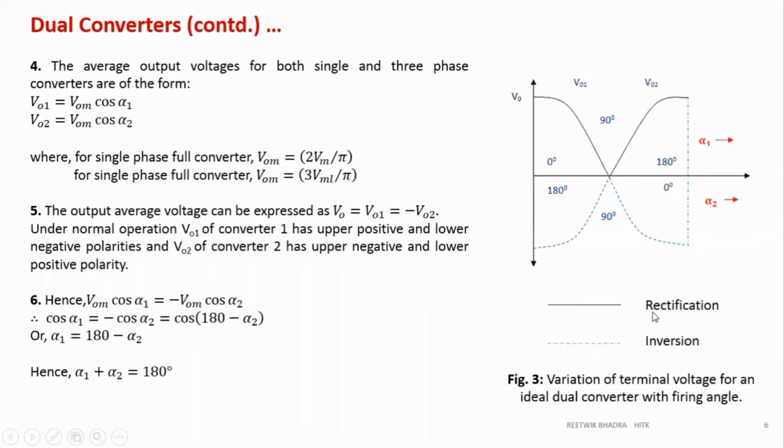So that's why I have written rectification. See, up to 90 degrees, what is happening? V01 is having a positive value, V02 is having a negative value. So I can say converter 1 is acting as a rectifier, and converter 2 is acting as an inverter. See, I have used a dotted line.